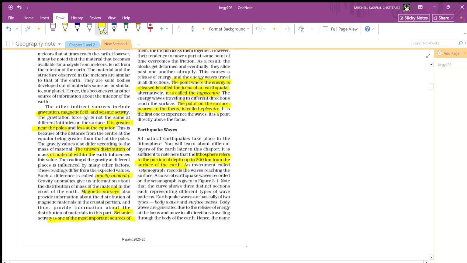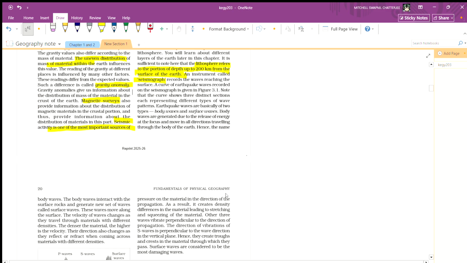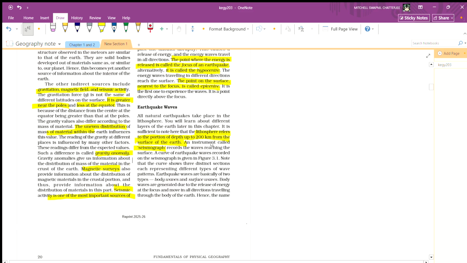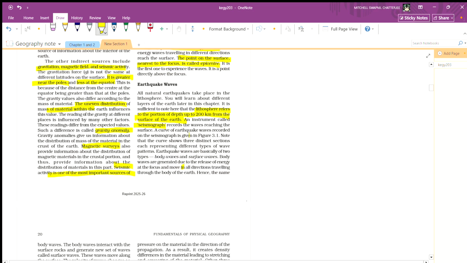The instrument called seismograph records the wave reaching the surface. A curve of earthquake wave record on the seismograph is given in figure 3.1. Note that the curve shows distinct sections, each representing a different type of wave pattern.